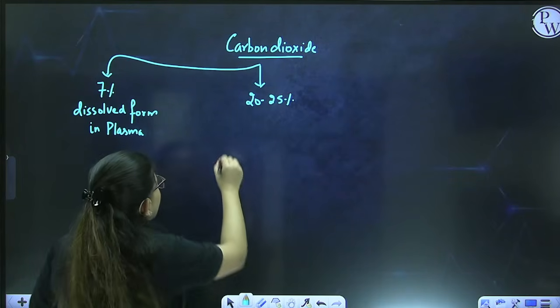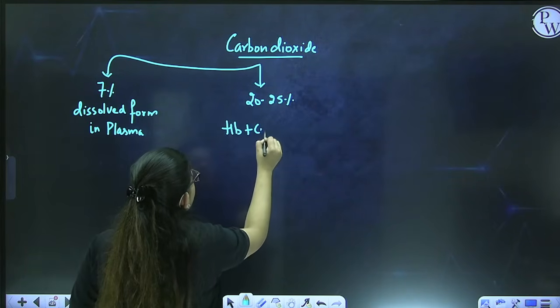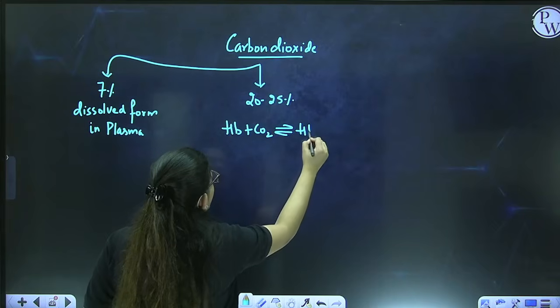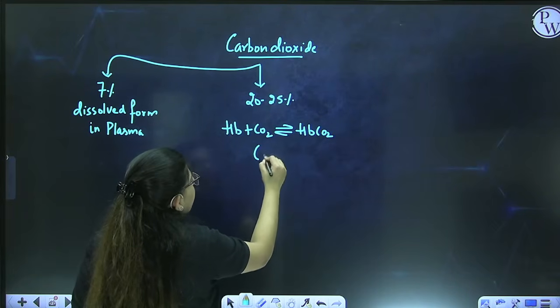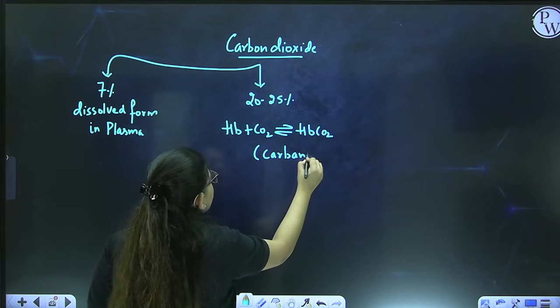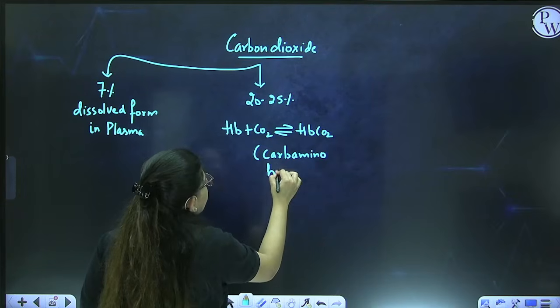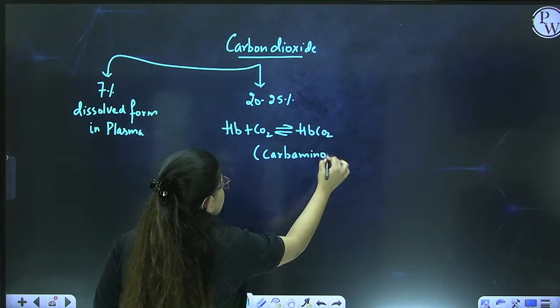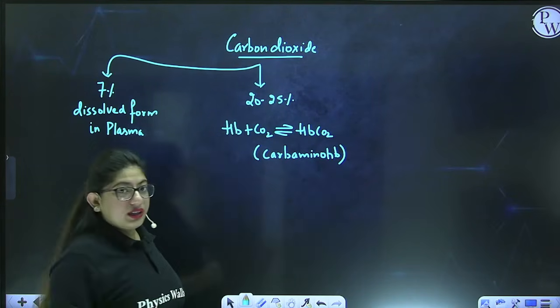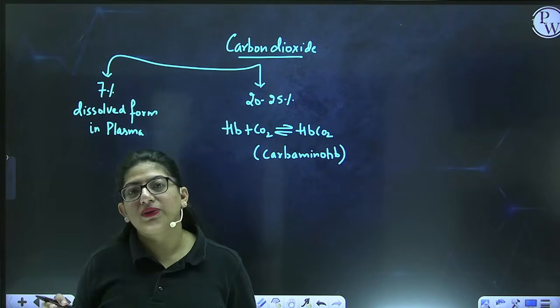So here hemoglobin plus CO2. Again reversible. Now this will not be known as carboxy. It will be known as carbaminohemoglobin. Why? Because this one is binding to which portion? To the globin portion. And globin is made up of amino acids.